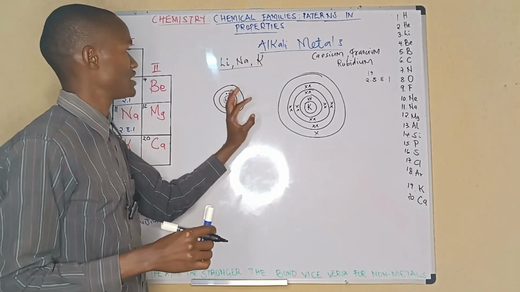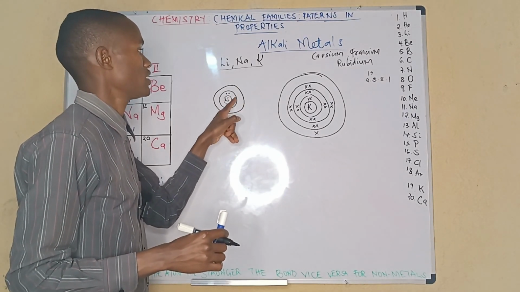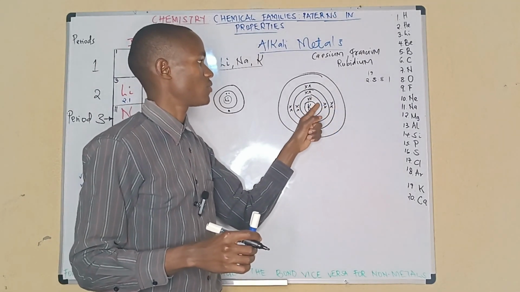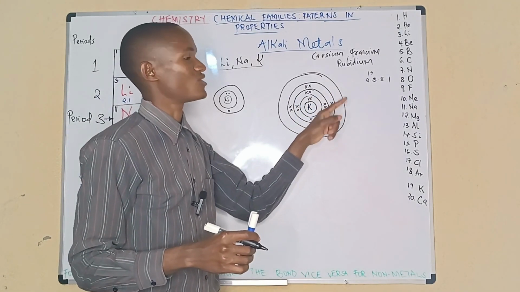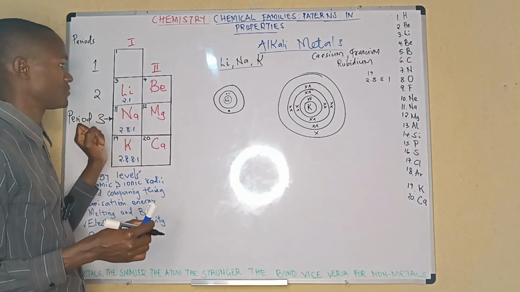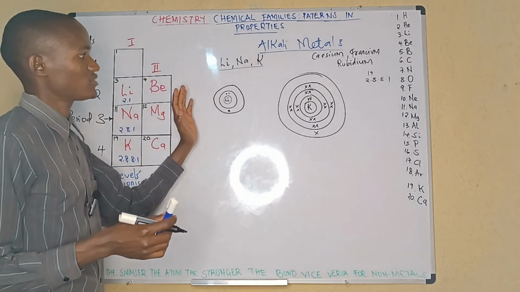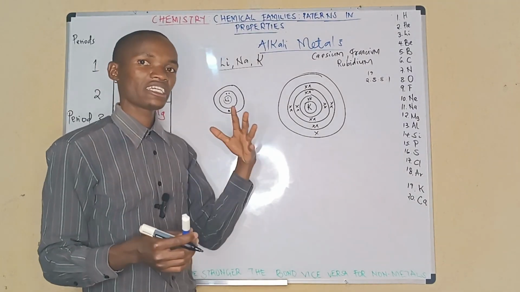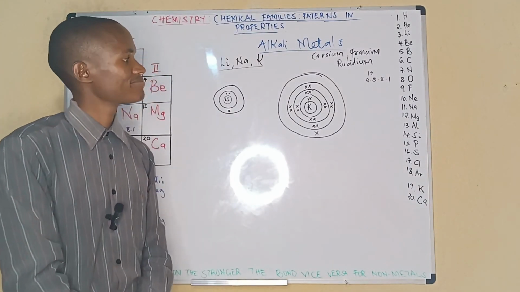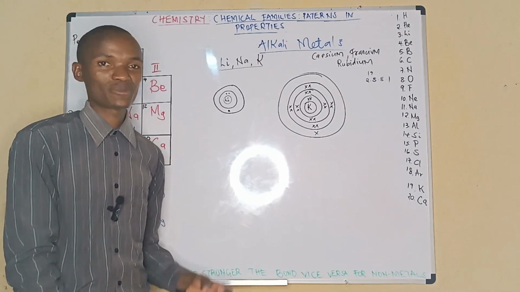So we are just talking about the number of energy levels. It can be shown, it can be seen. Lithium has just 2, while potassium has 4. 1, 2, 3, 4. Sodium would have 3. 1, 2, 3. Therefore, energy levels for alkali metals increase down the group. Yes, they increase down the group.